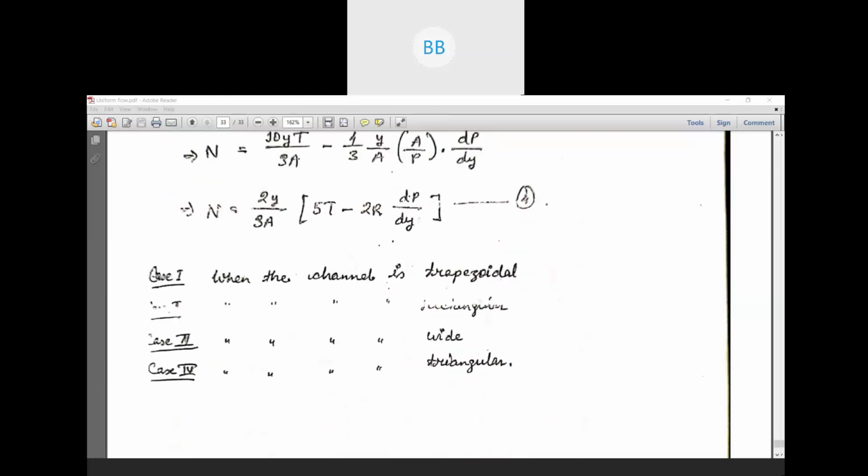Similarly, you can also get the expression for a trapezoidal channel, a wide rectangular channel, or a triangular channel.